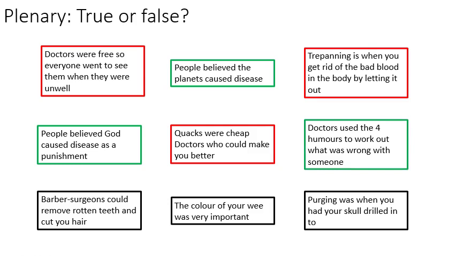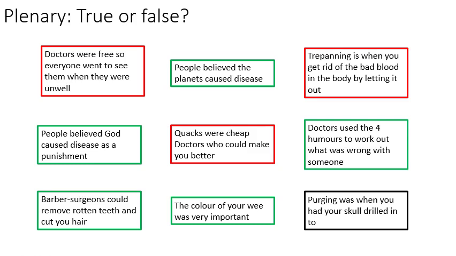Okay, that was the little diagram that you drew out there. Number 7, barber surgeons could remove rotten teeth and cut your hair. That is true, as we have just discovered. Number 8, the colour of your wee was very important. Okay, and that is true because they used that to diagnose what was wrong with you, depending on how dark or how light it was.